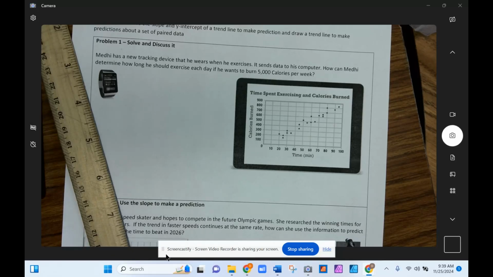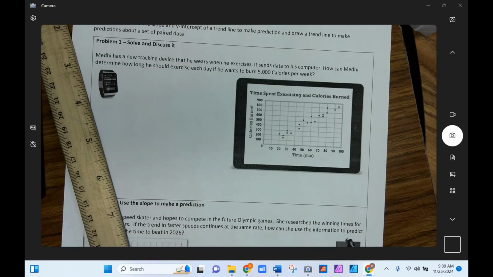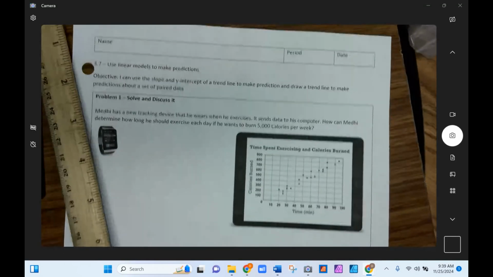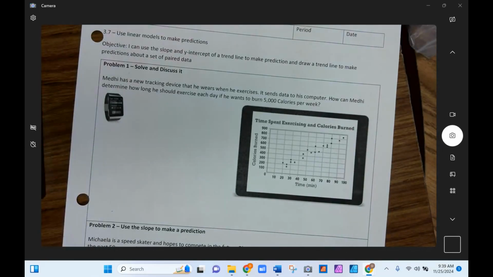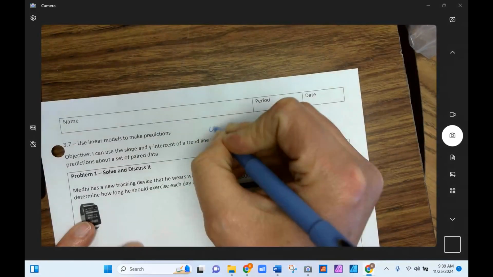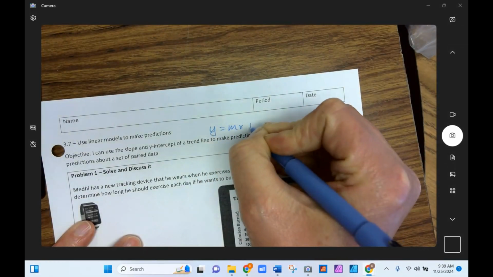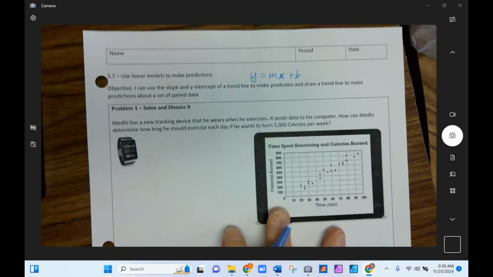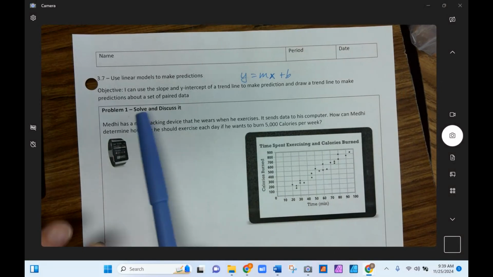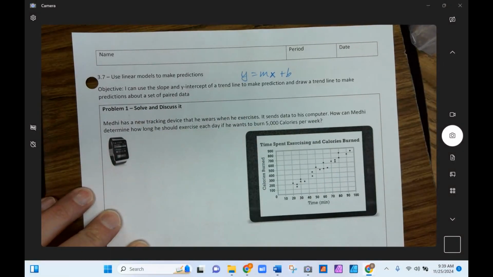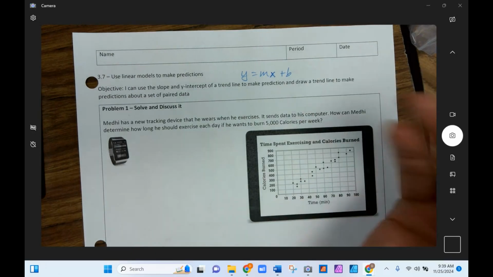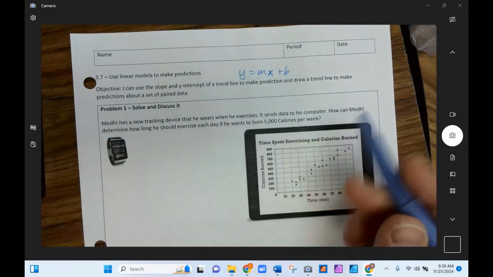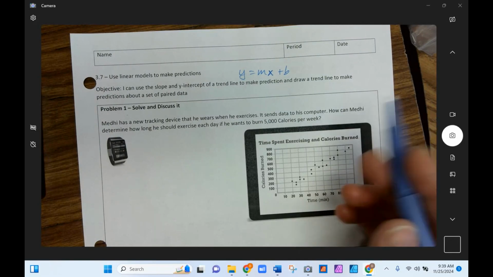Okay, guys, we're going to do, say, 3.7, I believe, is what this is called. Use linear models to make predictions. So that linear model equation is always going to be in the form of y equals mx plus b, or so far it's going to be in the form of y equals mx plus b. So our objective here: I can use the slope and y-intercept of a trend line to make a prediction, and draw a trend line to make predictions about a set of paired data.